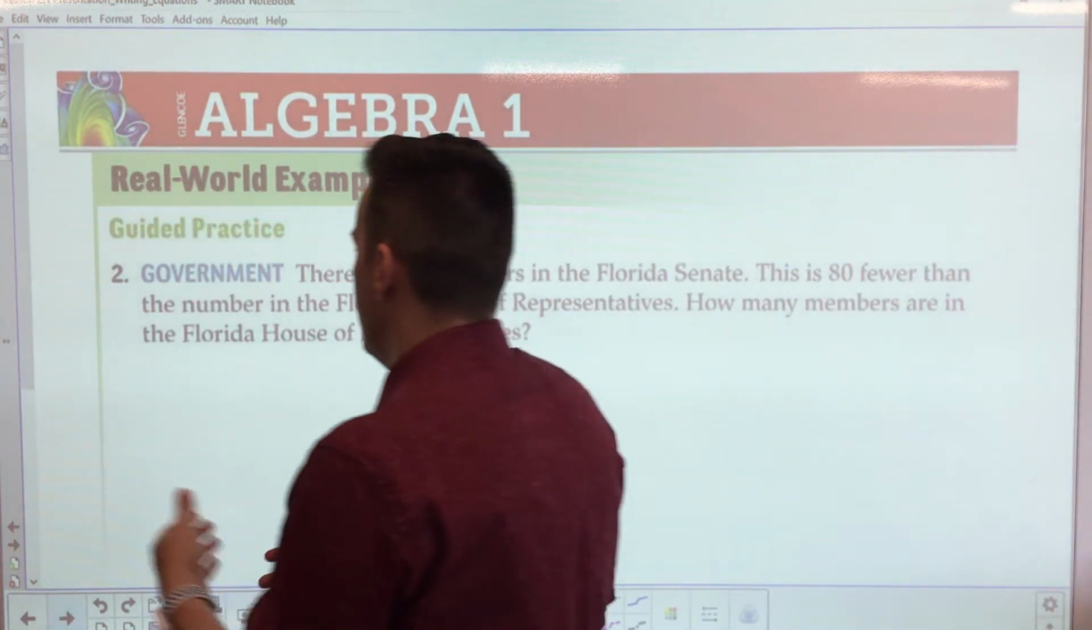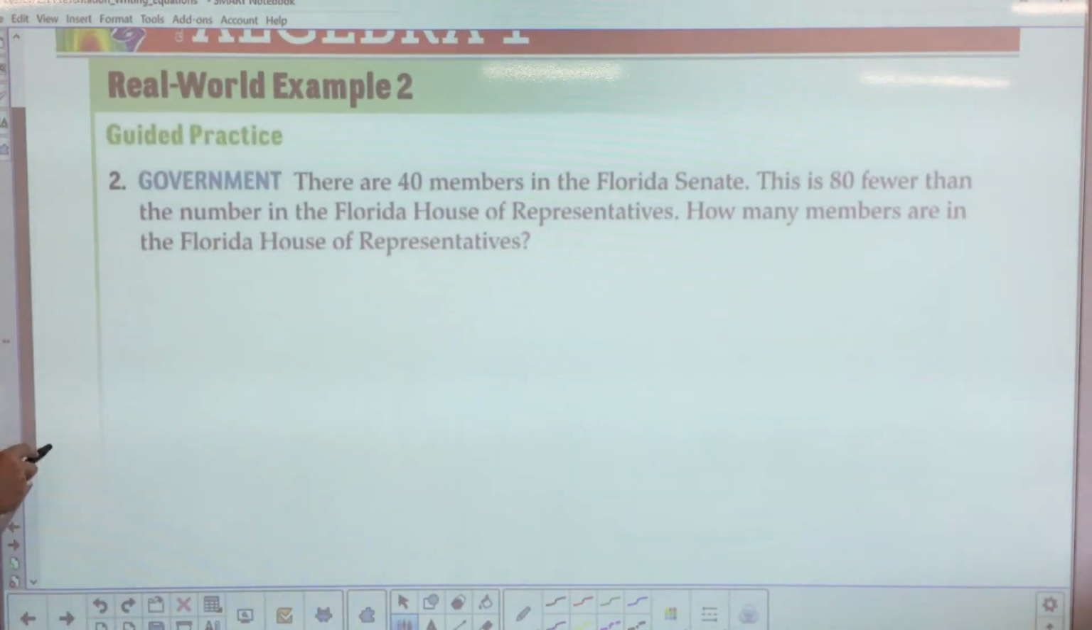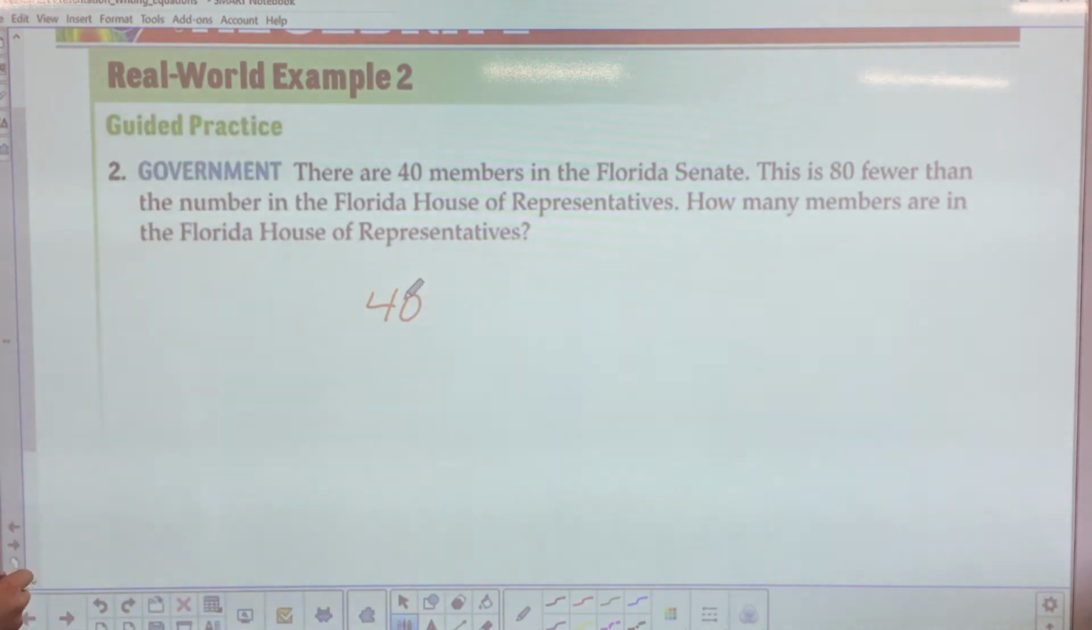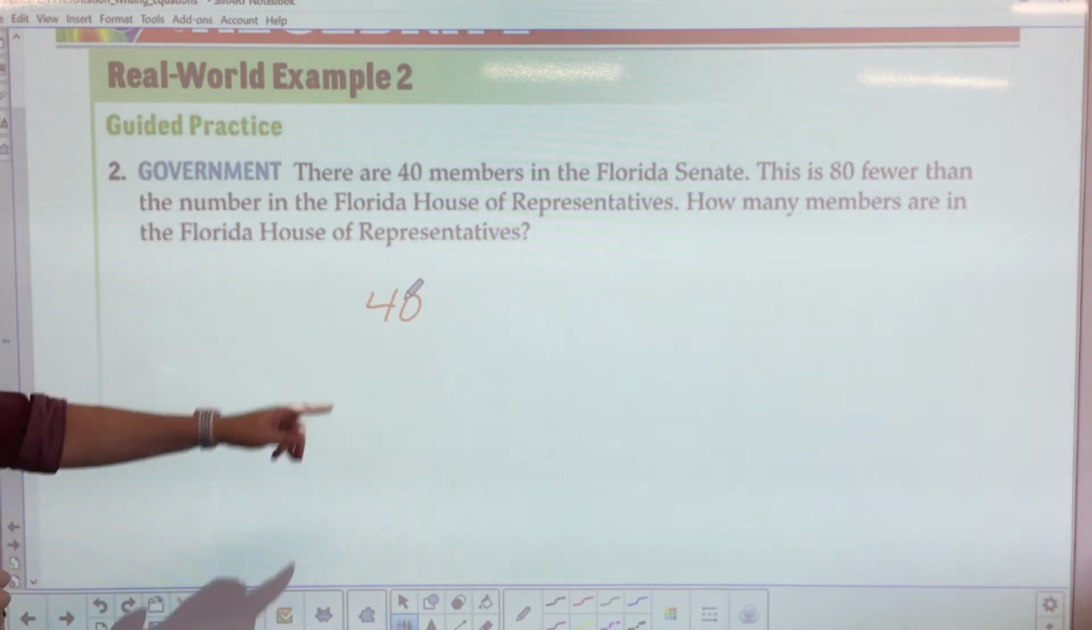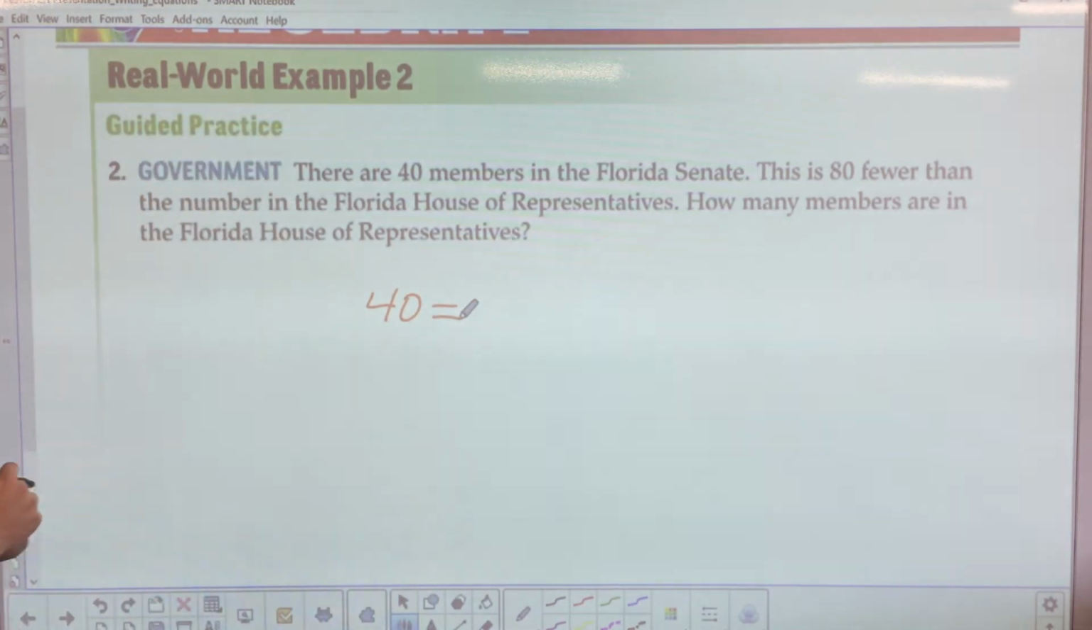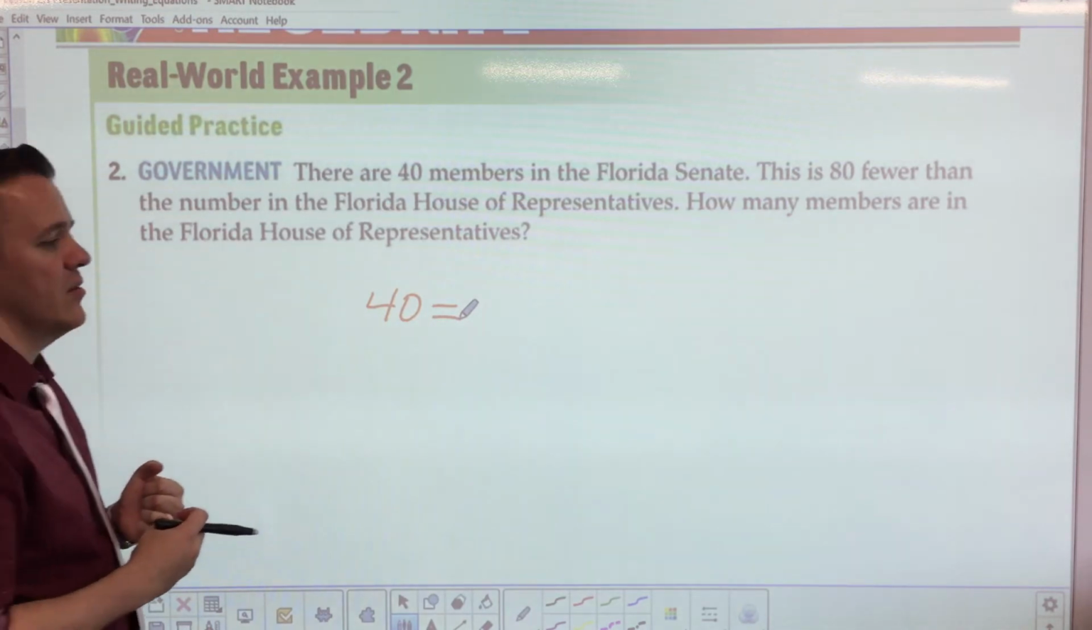All right, so let's write it down as we see it, ladies and gentlemen. There are 40 members in the Florida Senate. This is 80 fewer than the number in the Florida House of Representatives. How many members are in the Florida House of Representatives?